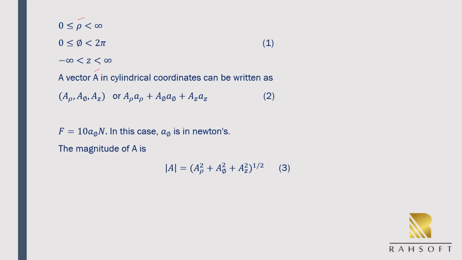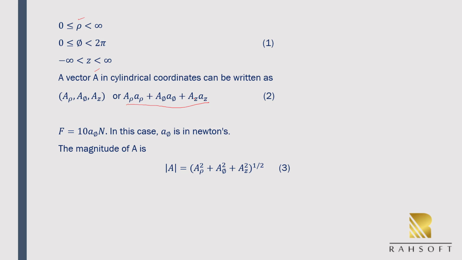So a vector A in the case of cylindrical coordinates can be written as A rho, A phi, A z, or you can write it as A rho unit vector a rho plus A phi unit vector a phi plus A z unit vector a z. As in the case of Cartesian coordinates we have x, y and z, in this case we have coordinates rho, phi and z. These are the unit vectors: a rho, a phi and a z. The rho, phi and z directions I have already shown you in the figure.